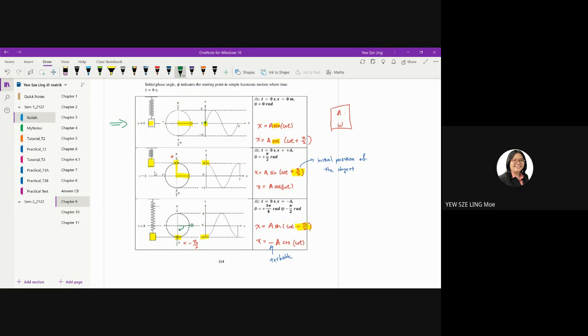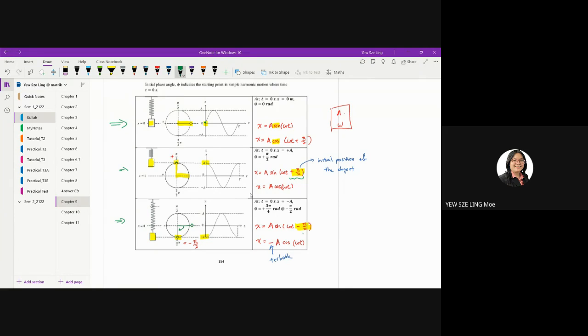Now the second one, the reason why I know I have a plus pi over 2 here is because my object starts from the maximum value. That's why my graph starts from the maximum A. If my graph is a negative value, then it starts from the bottom, from a negative A. That's why we shift the axis.